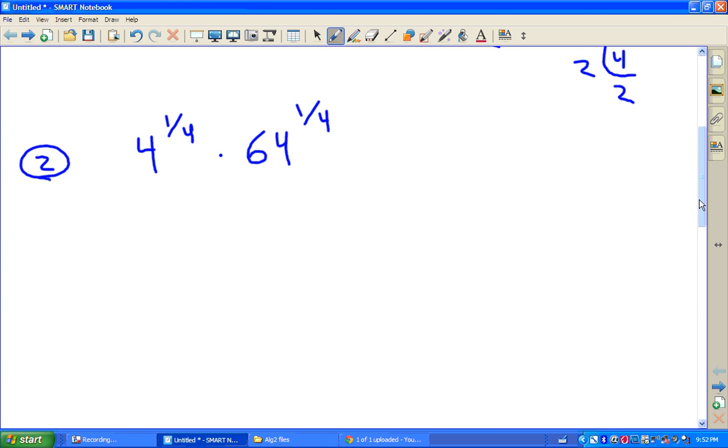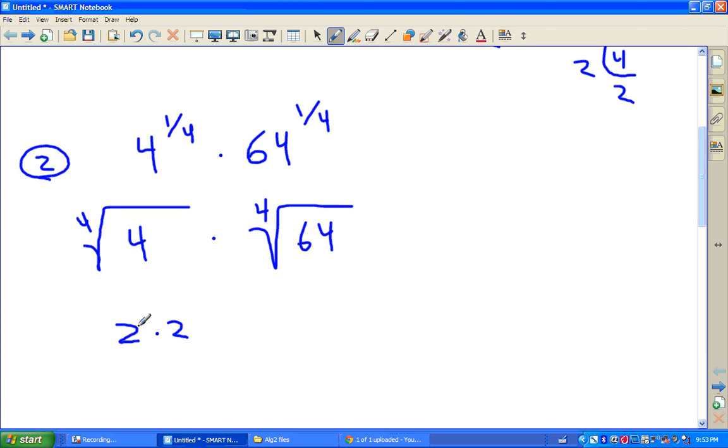All right. This next one is interesting because we have 4 to the 1/4 and 64 to the 1/4. You must first understand that this is a lot like saying, okay, the fourth root of 4 and the fourth root of 64. Clearly, there are some 2's involved here. This is 2 squared, or I'll write it as 2 times 2. So I have the fourth root of this times the fourth root of that.